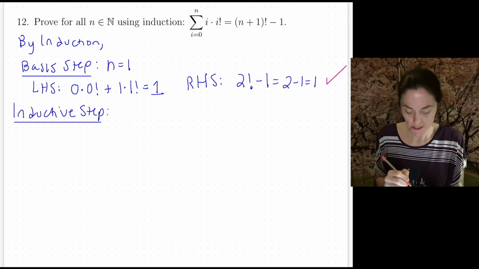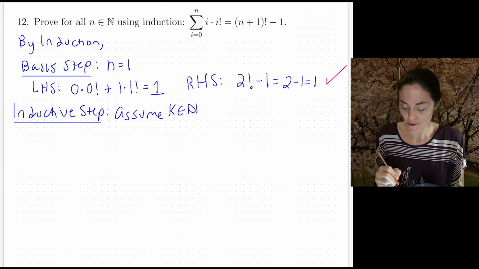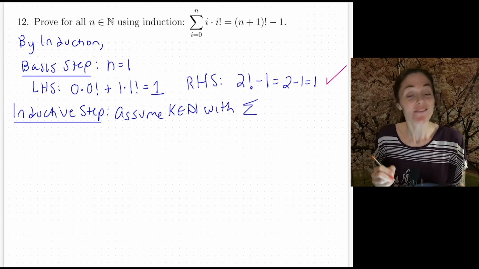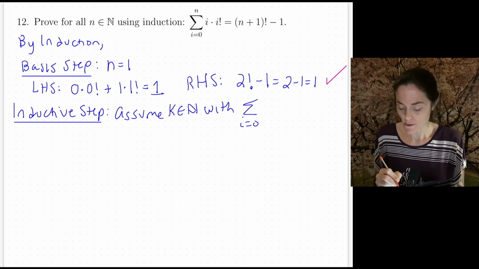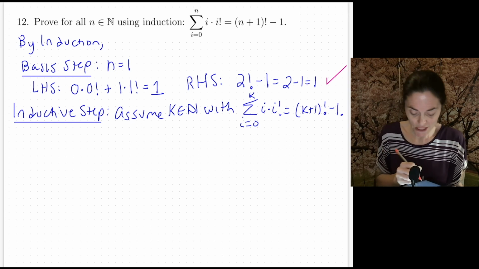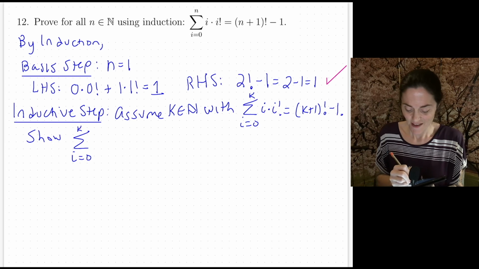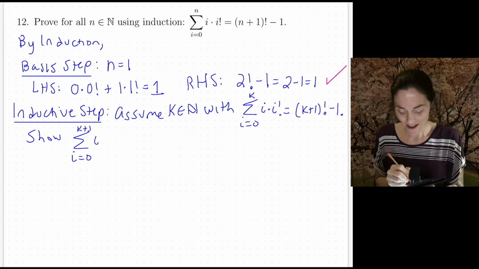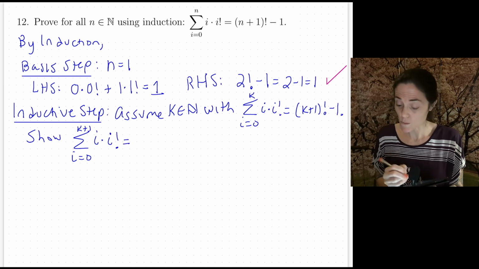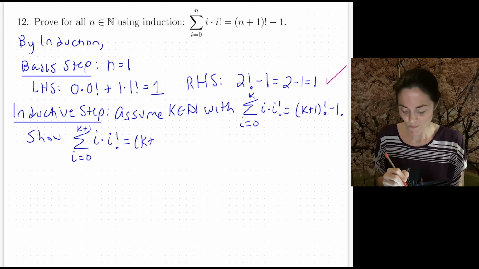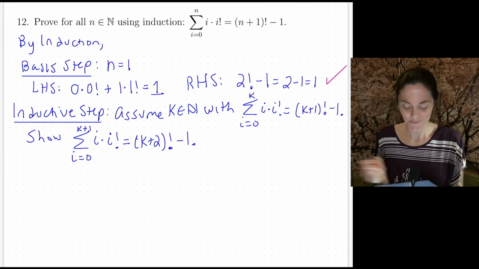Now for the inductive step. We assume we have k, a natural number, such that if we add i equals 0 to k of i times i factorial, we get (k+1) factorial minus 1. And then we want to show that if we add up to k plus 1 of i times i factorial, this would be (k+2) factorial minus 1.